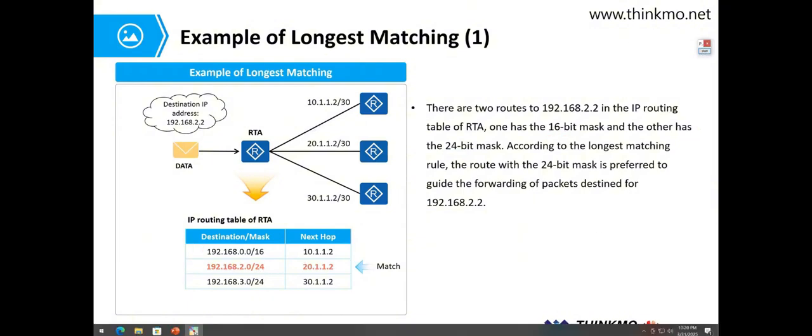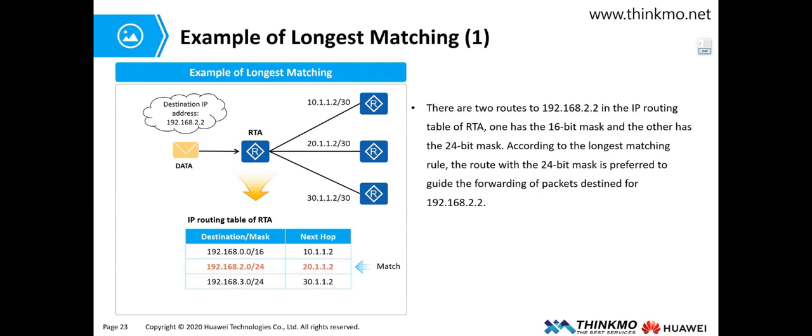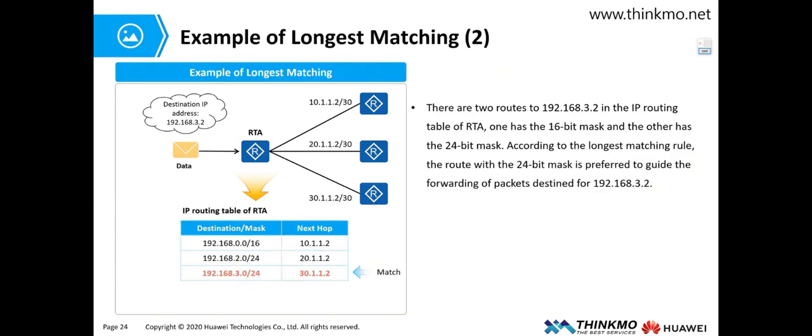Now, if my address needs to go to 192.168.3.2, how many routes to 3.2 are there in our RTA's routing table? First of all, it is not going to the 2.0 network segment. So here we need to choose between the two routes, 192.168.0.0/16 and 192.168.3.0/24. Now one has a 16 mask and the other has a 24 mask. According to the longest prefix match principle, which one will be chosen? The 24 will be chosen because it has a larger mask.